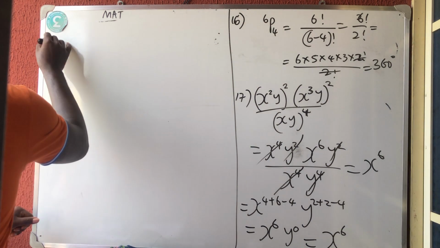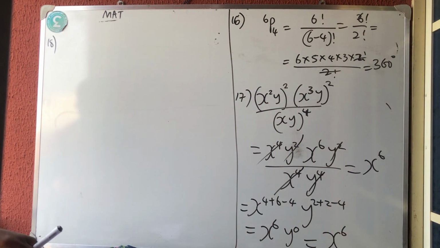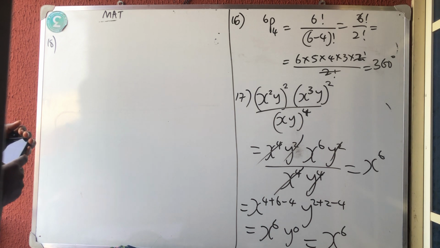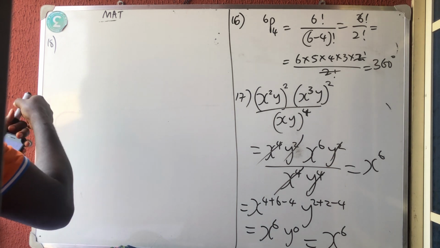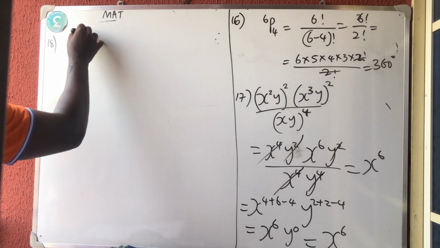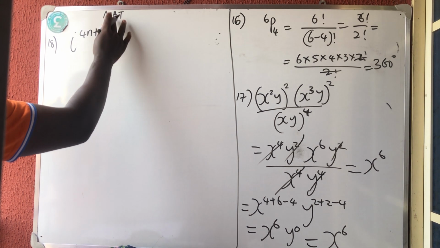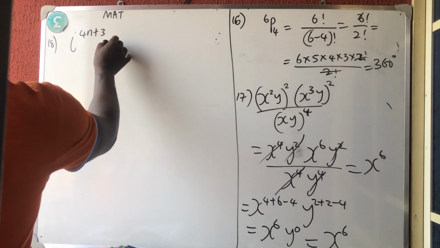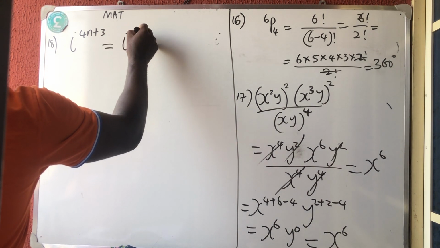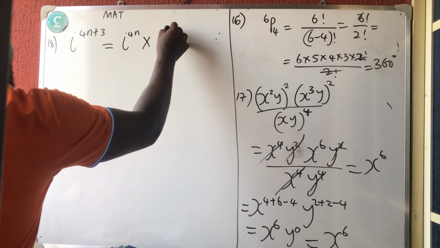Number 18. Number 18 said, simplify i raised to power 4n plus 3. Okay? Now, according to indices, what normally gives us plus is times. So let us separate it: i raised to power 4n times i raised to power 3.